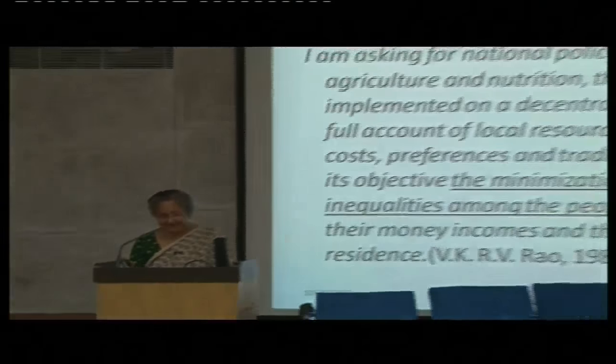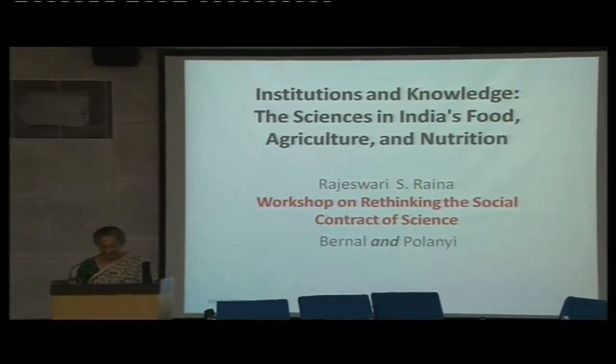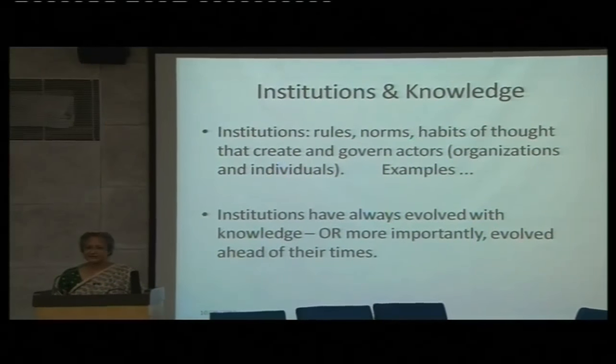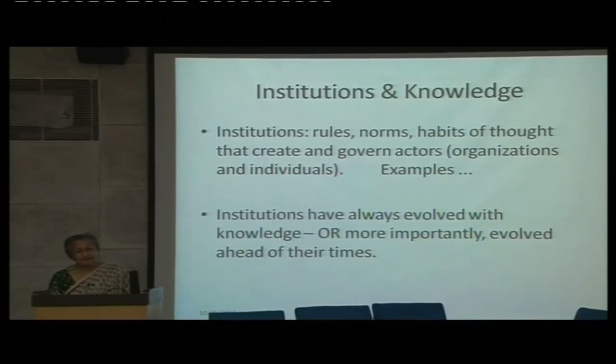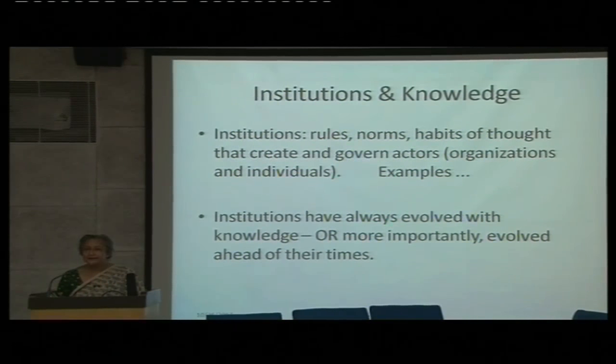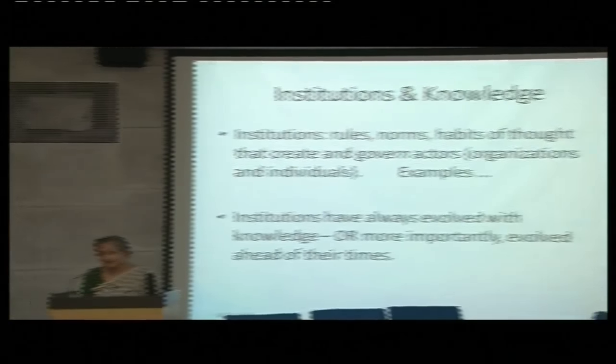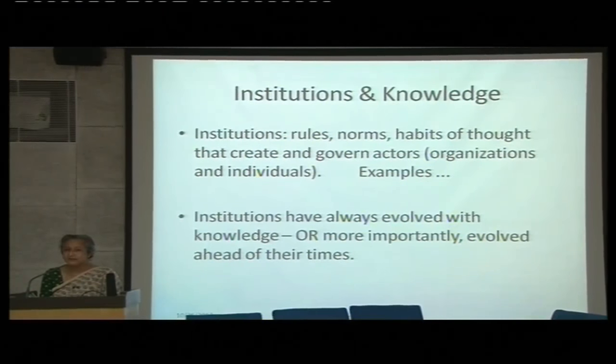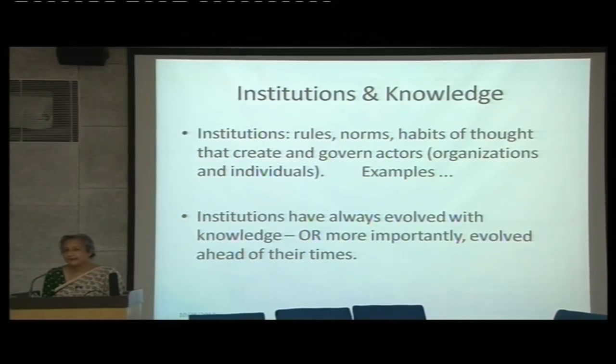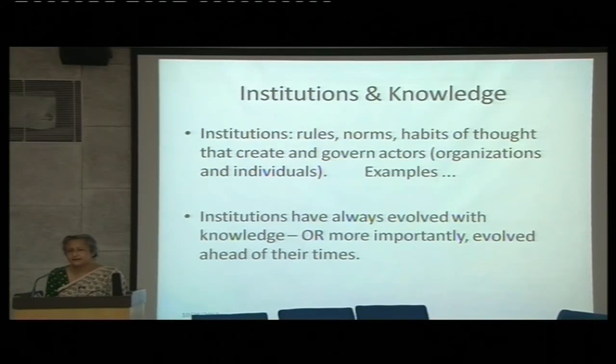Before I get to this slide, I just want to ask specifically how many of us would see institutions as rules, norms, and habits of thought, and how many of us would see institutions as organizations? Because right at the very first presentation, you heard Saumen talk about institutions as organizations. And may I make this distinction very clear, that I'm not talking about organizations. When we talk about an institution, let's say like marriage or the statutes of a university, those are institutions. And the family or the university is the organization. So please let's make that very clear.